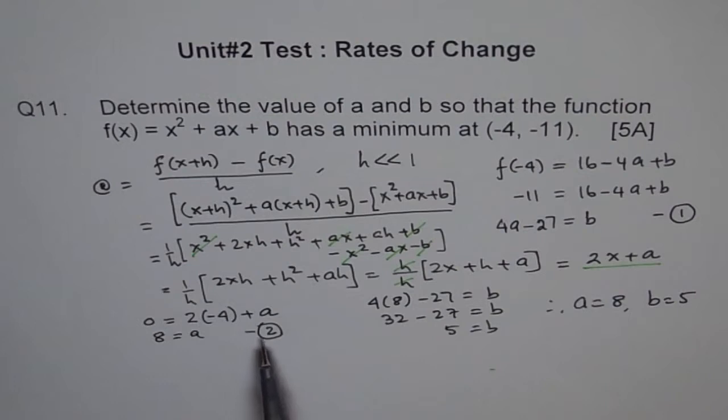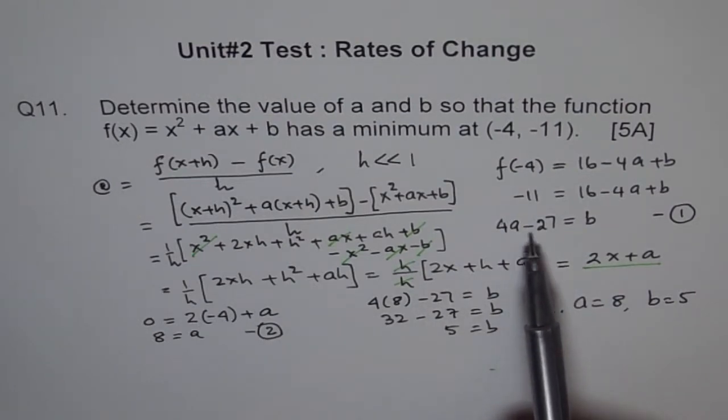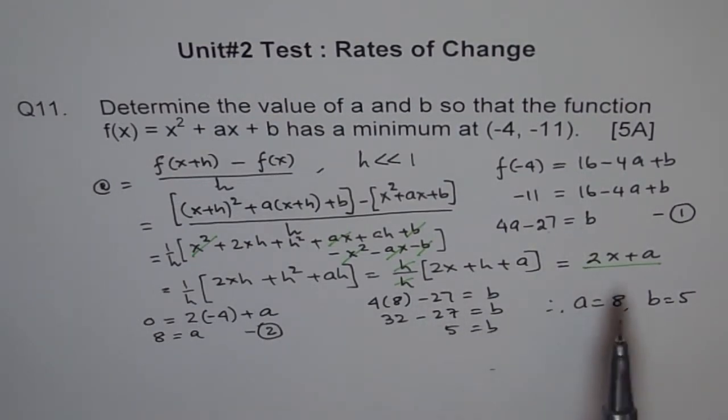Now, substituting a as 8 in this equation, we got b. That's how we found both our variables a and b. I hope you have understood the method and you appreciate the way we went about it. Have a good look at it, try to understand, because these types of problems are kind of difficult in the test. Okay? Best of luck.